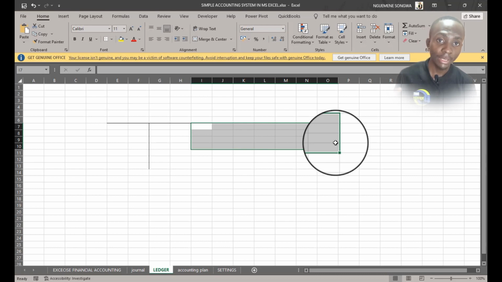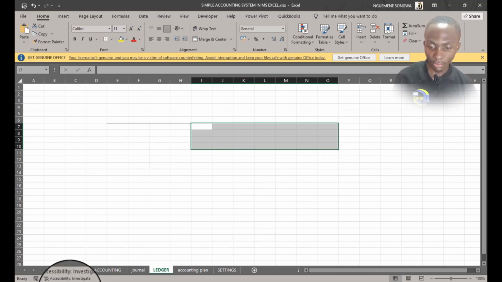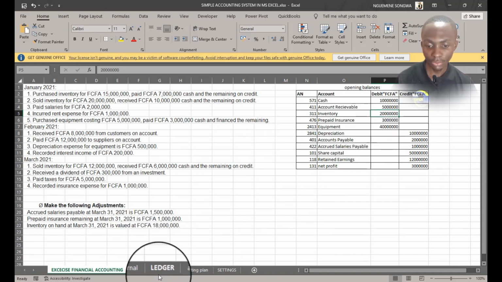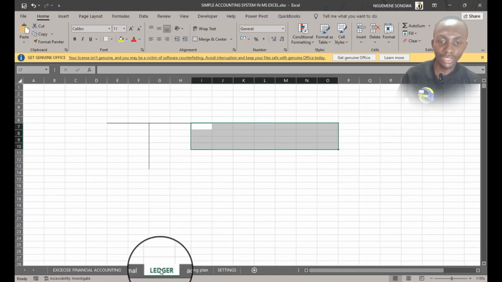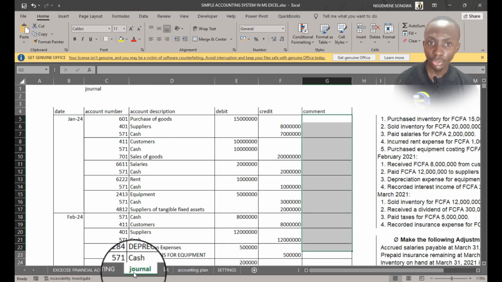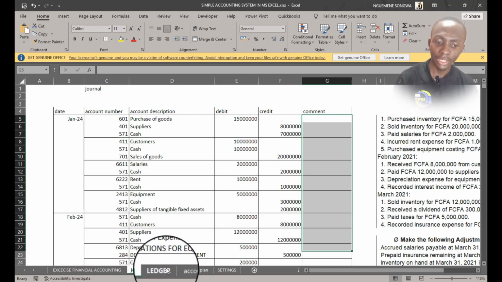So we can just simply put it in the form of a table. Making it in the form of a table will summarize all the movements, all the debit movements and all the credit movements. In that way, we can be able to have the balances of every account. But before that, we should remember that there were opening balances, and these opening balances were not made in the form of accounting entries, of which this ledger is going to be looking up to the journal in order to generate the ledger.